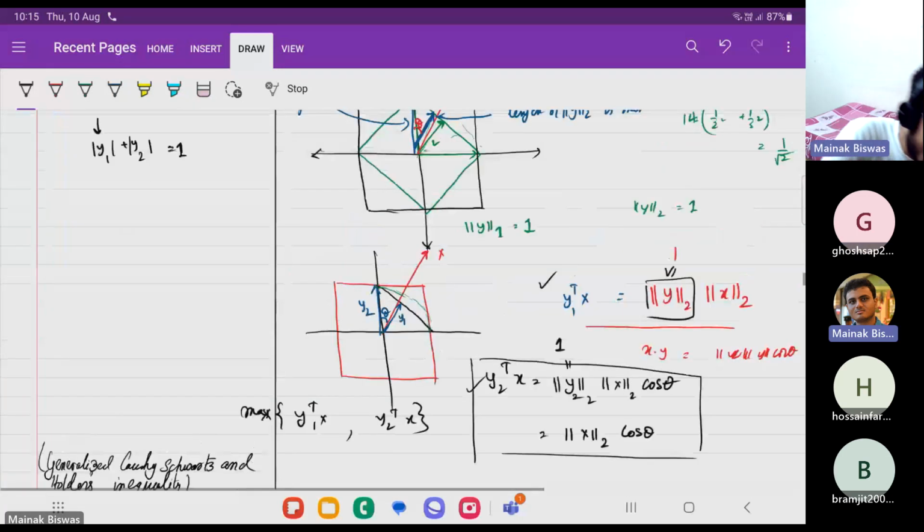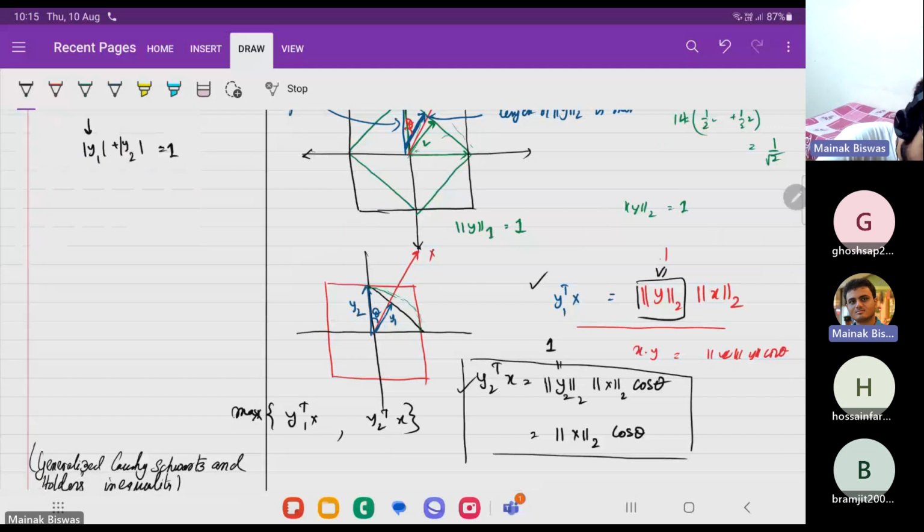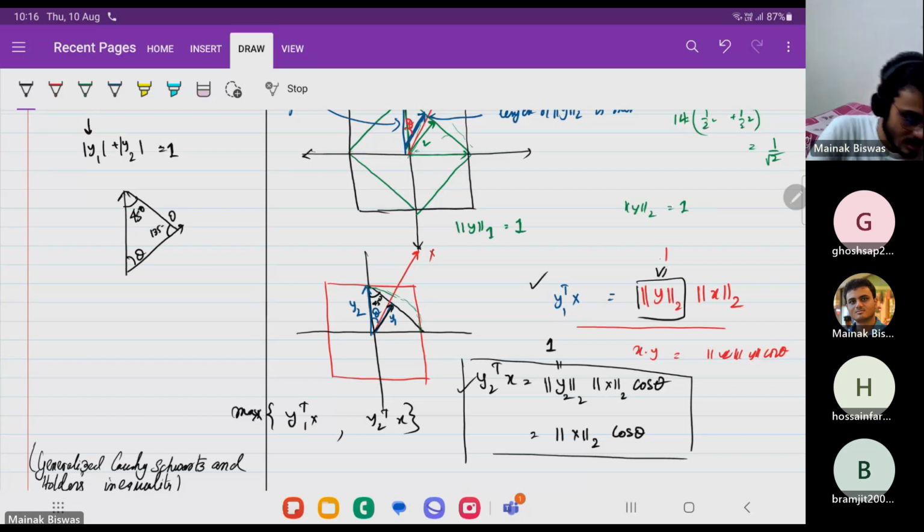Okay. So how will I find this vector's length? I have a triangle and I have another triangle like this. This is theta. This is how many degrees? 45 degrees, right? Yes. This is 45 degrees. So this is 135 minus theta, right? This is your 1. This is the mod you want to find, right? Correct?